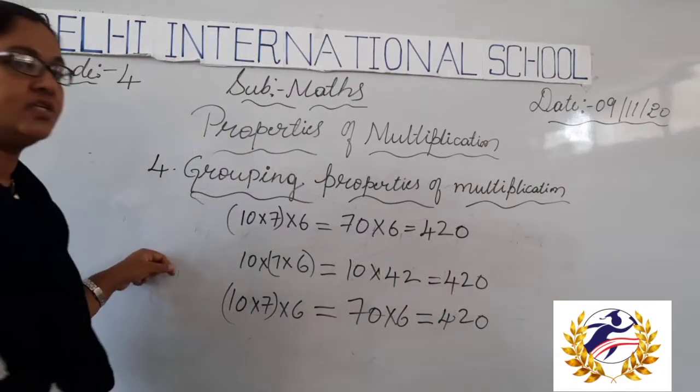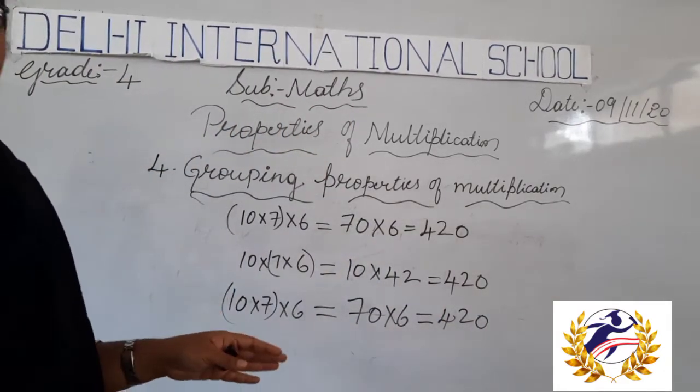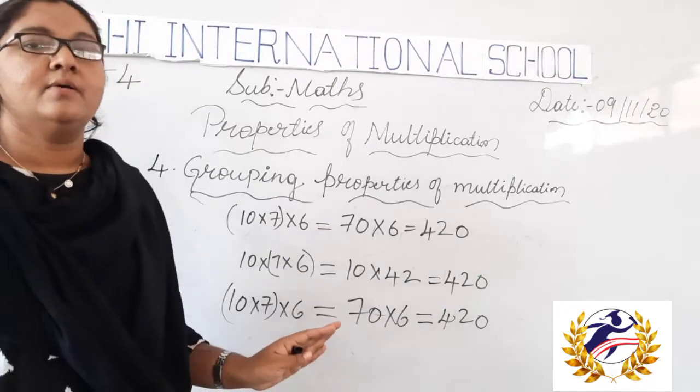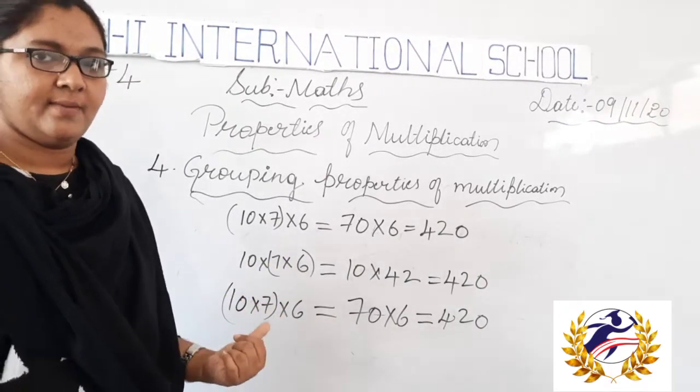Okay, do you understand? The change in the grouping of numbers in the grouping property doesn't change the product. The answer will be the same.